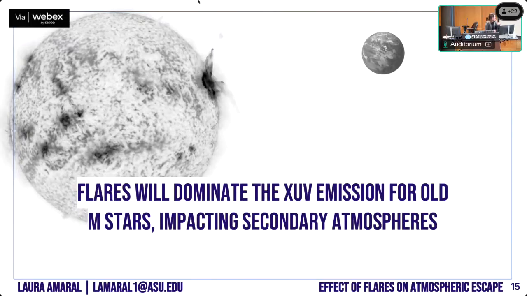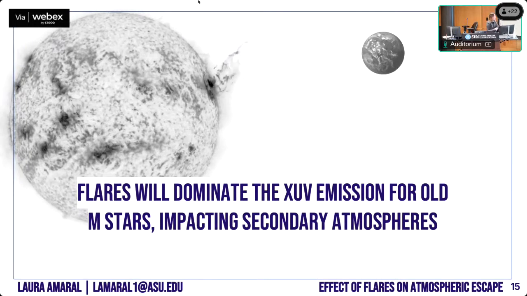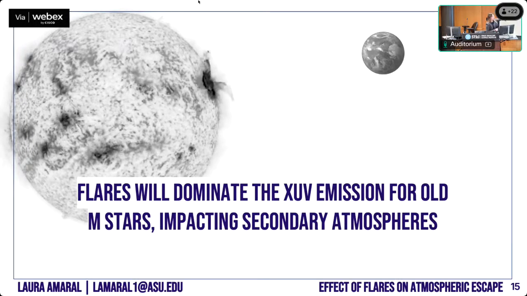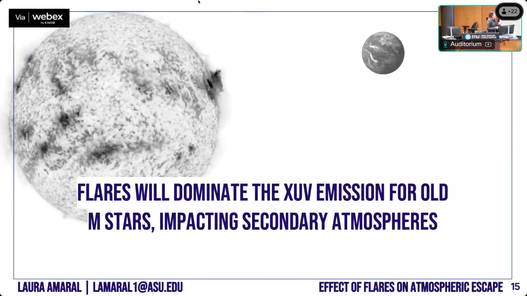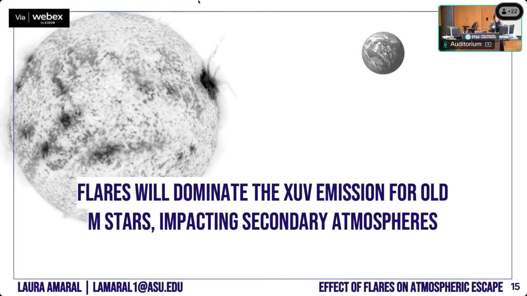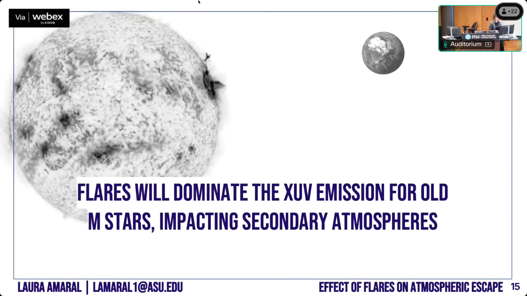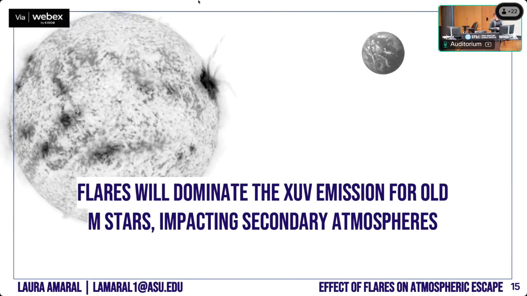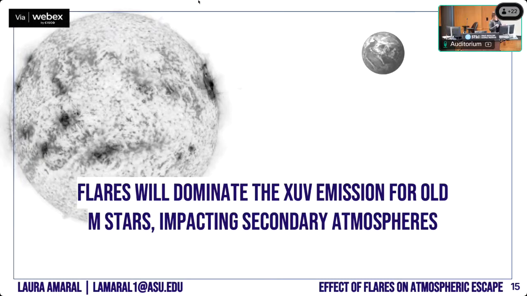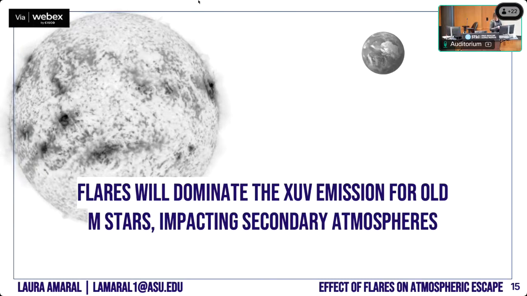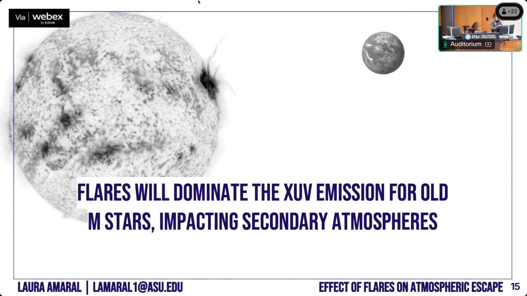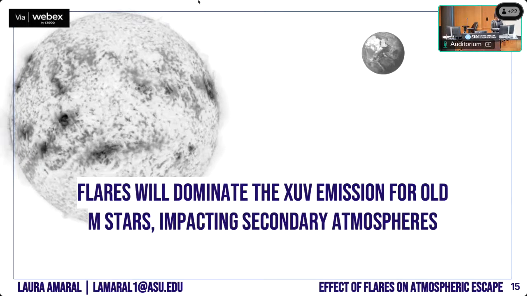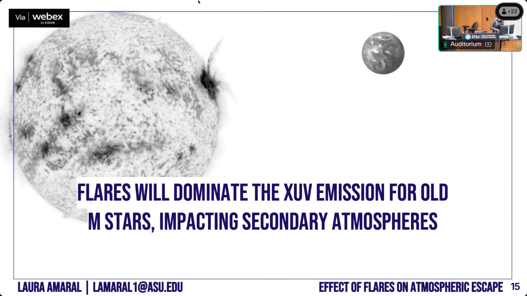Flares will dominate the XUV emission for old stars, after the saturation phase. That's when the quiescent emission will start to drop. So what that means is, if you consider, for example, when the Earth's secondary atmosphere started to build up about 3 billion years ago, the Sun would have been about a billion years old or so. That's basically when the secondary atmosphere on Earth started, and that matches when flares are going to start to make a difference.